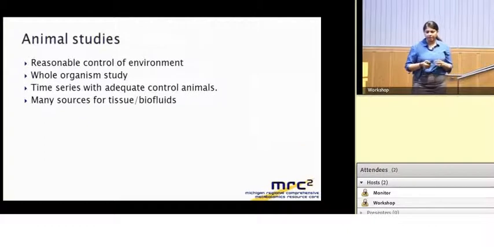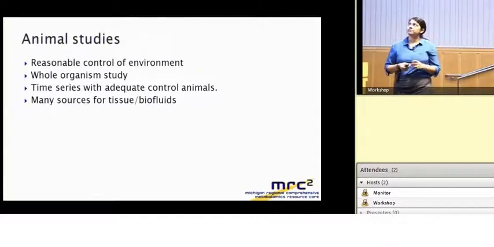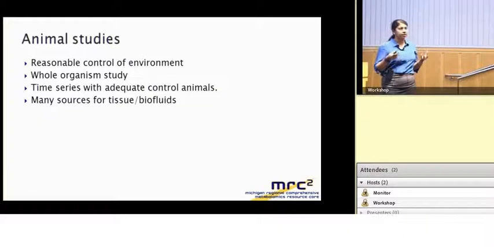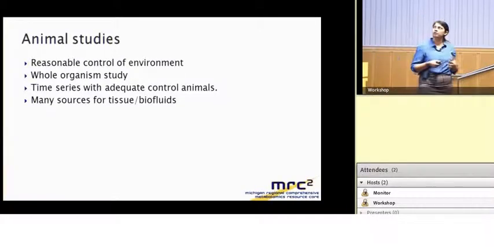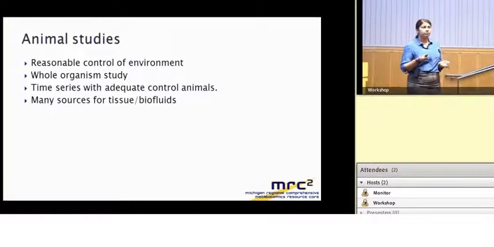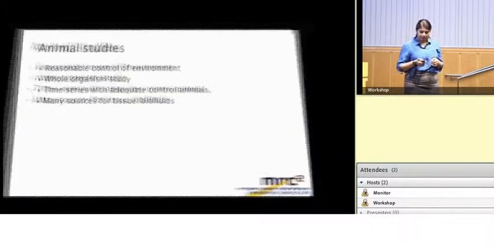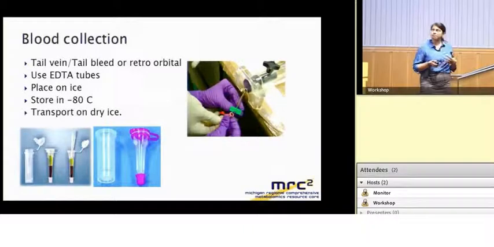So we'll talk a little bit about animal studies. As animal studies essentially work, they are existing in your lab control environment. There is a reasonable control of what you do to the animal. The advantages being that you have a whole organism to work with, kind of replicating the human situation. You can do time series studies, interventional studies, do adequate control studies, and there are options to get various tissues and biofluids from the animals. We mostly work with rodent studies, so I'm focusing on that, but of course we can work with other animals as well.